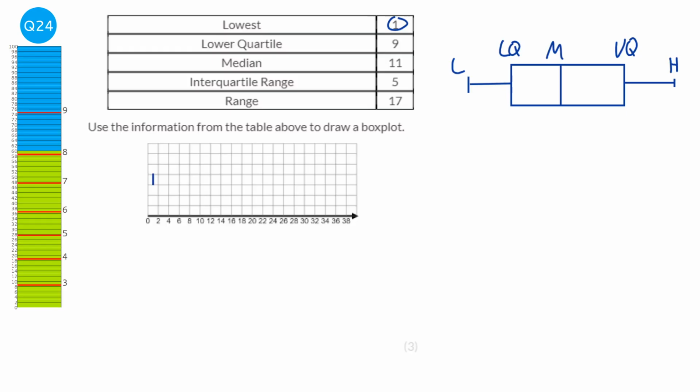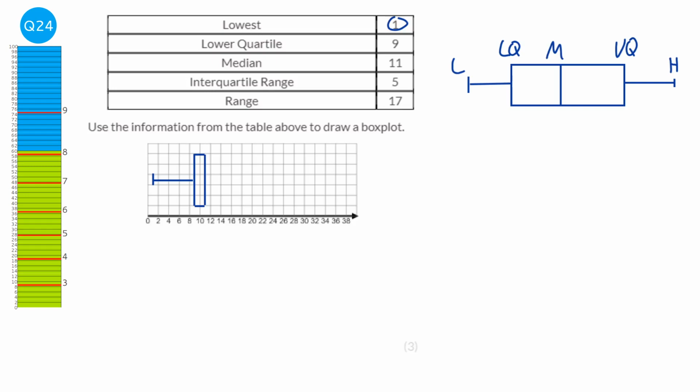There we go. And our lower quartile is 9, which is where the box starts. So we're just going to start a box there. We're just going to connect these up. There we go. And our median is 11, so we're just going to show that. Quite a thin box plot so far.